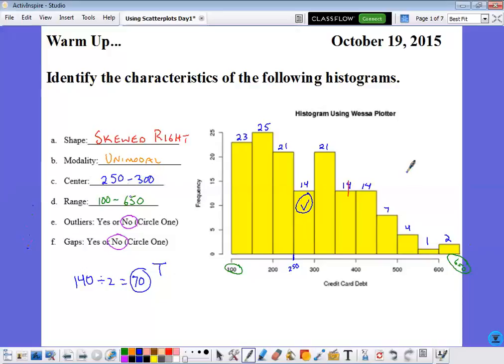So this has been just a review over how we use histograms, how we can find these 6 characteristics of histograms: shape, modality, center, range, and whether or not there are outliers or gaps.